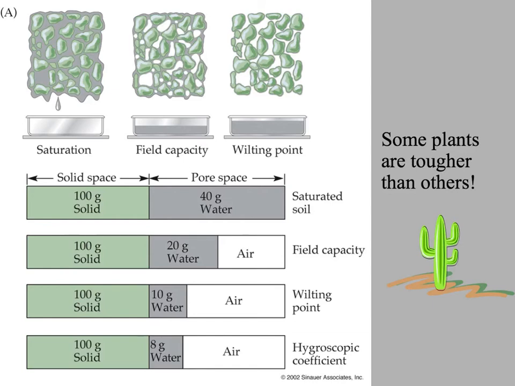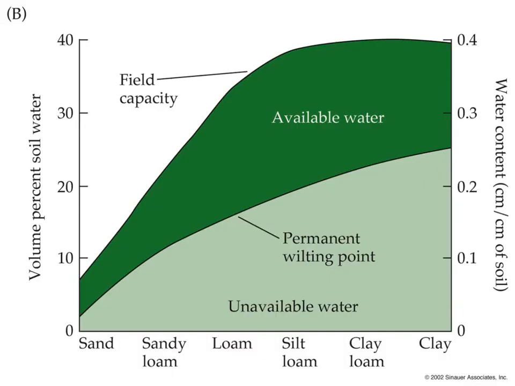And this cactus to the right reminds us that some plants are tougher than others. If the soil runs out of water, they just stop pulling it up. This graph shows us that the permanent wilting point of soils differ with respect to the relative amounts of particles of different sizes. So the permanent wilting point of a clay soil is at a much higher percent of soil water than a sandy soil. Now, I'm just wondering to myself, is this because of the plants that live there, or is this just entirely a physical thing? That's a question I have to think about.